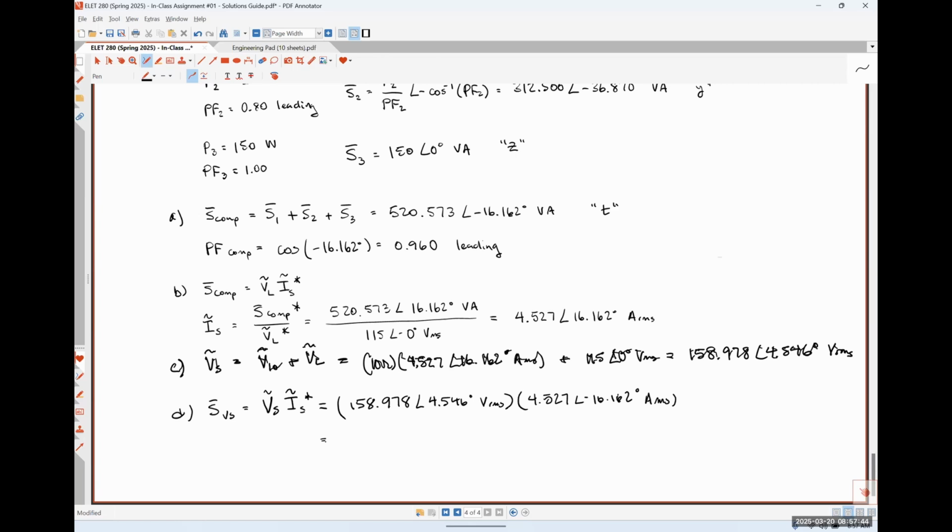I got 719.651 with an angle of negative 11.616 degrees. So the power factor at which my voltage source is supplying power, how would I determine that? Cosine of that angle, sure.